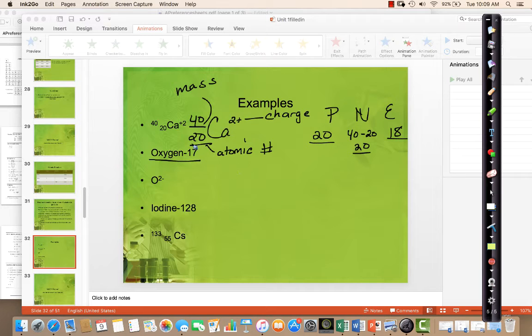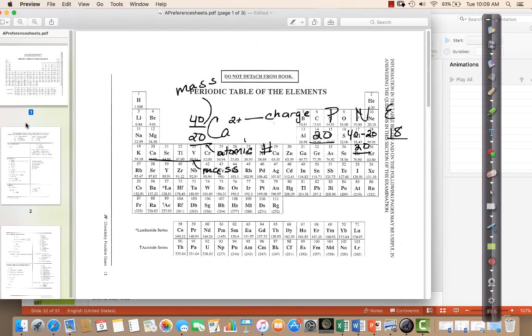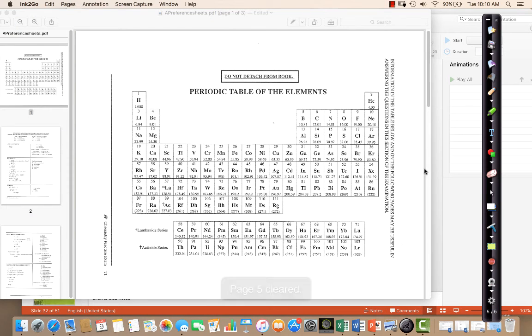Oxygen 17. Anytime you see a dash with a number like this, that dash represents the mass. So write that down. Make sure you know that if you see that, that's a mass. I'm going to use this as my mass, not the mass in the periodic table, because it's probably an isotope. I do need to look up oxygen on the periodic table. Oxygen is right here. The atomic number is 8. We're ignoring the mass because it gave us a mass of 17, which is different.